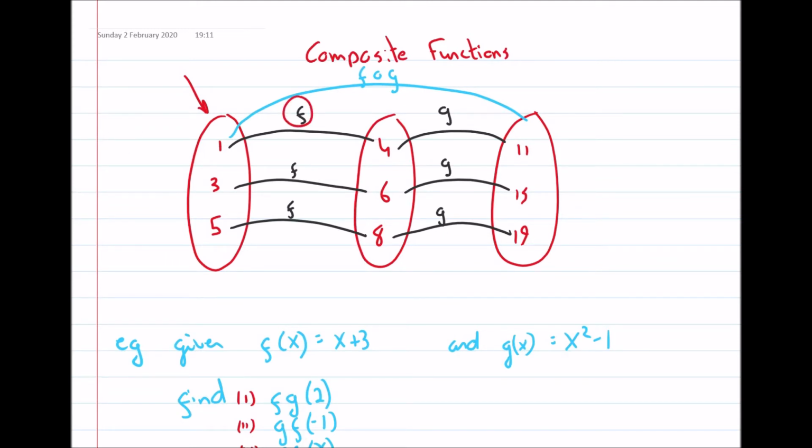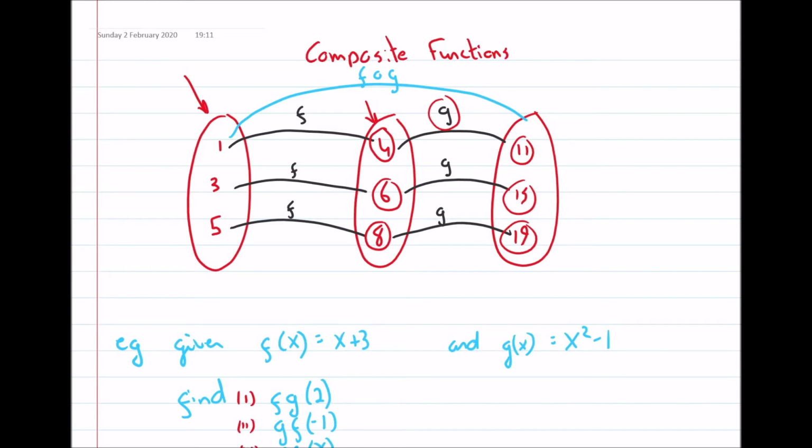So we put 1, 3, and 5 into our function called f, and we get out 4. We put in 3 and we get out 6. We put in 5 and we get out 8. And now after we get this range, this 4, 6, and 8, we then put it into our other function g. Okay, and we get 11. We put 6 into function g and we get 15. We put 8 into function g and we get 19. So basically we're putting it into one function, and then we put our answer, or our range, of the first function into our second function.